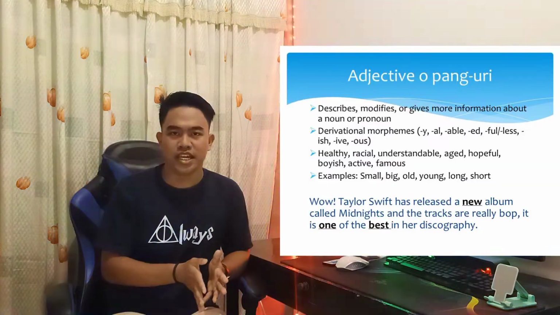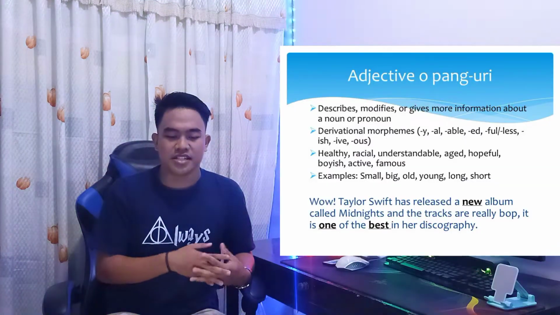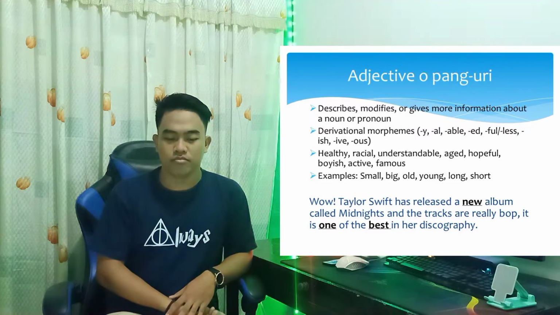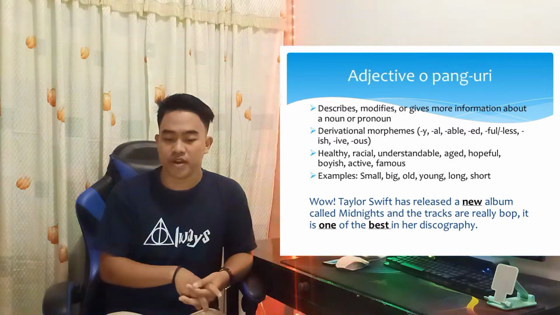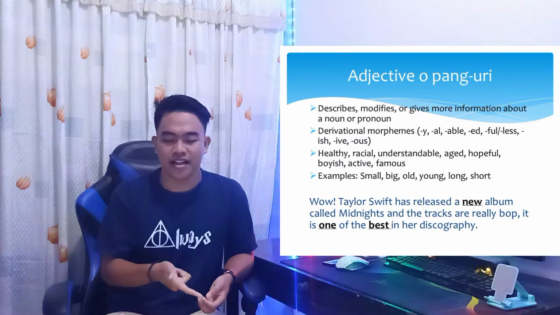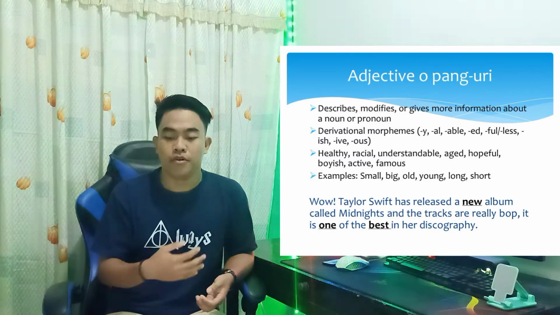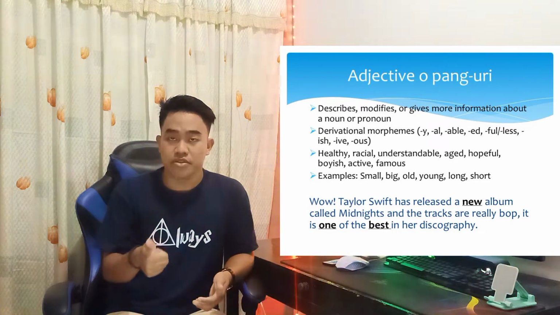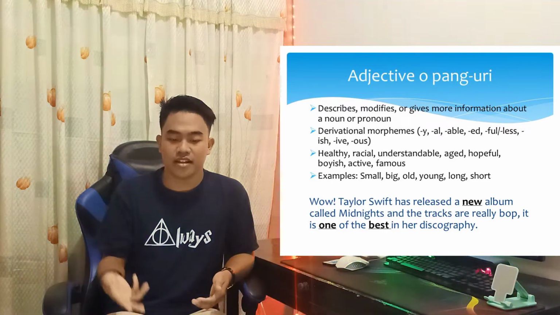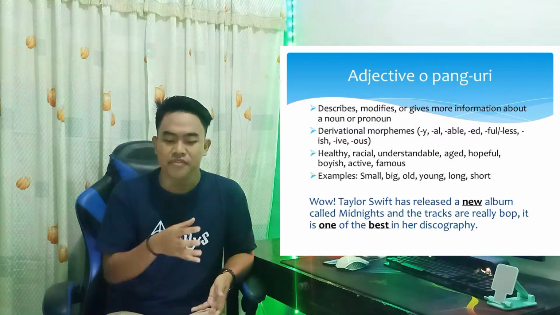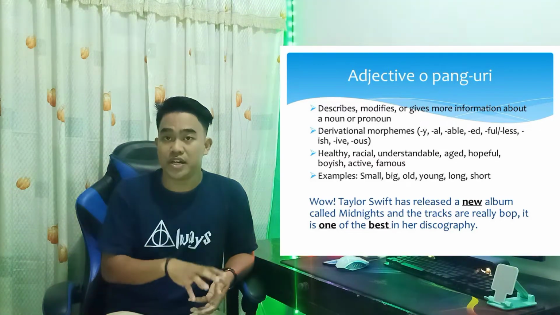Adjective, or pang-uri in Filipino. It describes, modifies, or gives more information about a noun or a pronoun. There are derivational morphemes. For example, the words ending in y, al, ed, ful, less, ish, ive, and ous. For example, healthy, racial, understandable, hopeful, boyish, active, and famous. These derivational morphemes can be considered as adjective.